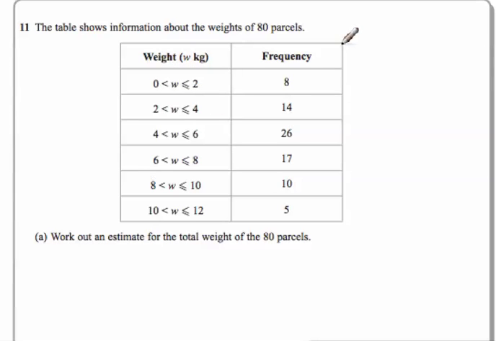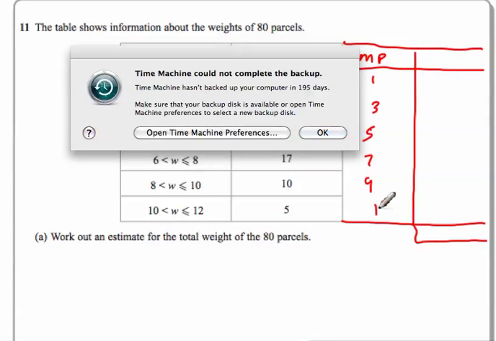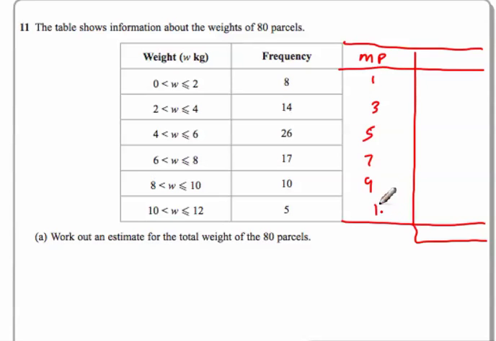So I'm going to draw another couple of columns here, and this can be midpoint here. The midpoint for this one is 1, midpoint for here is 3, the midpoint for this one will be 5, 7, 9 and 11.